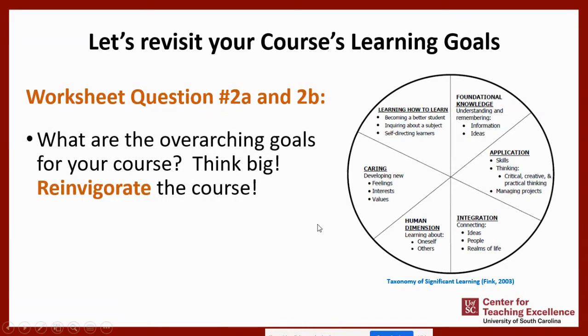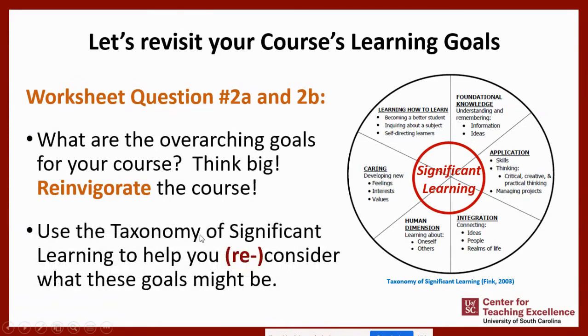So what are your overarching goals? Really kind of reinvigorate your course. What are things that you really want students to take away? This is what we call, again, what Dee Fink calls the significant learning. Doesn't mean that this is all that they do. This is the significant thread that runs through your course learning outcomes. And so use that to help you reconsider your goals and craft your learning outcomes to achieve both this as well as course learning content.